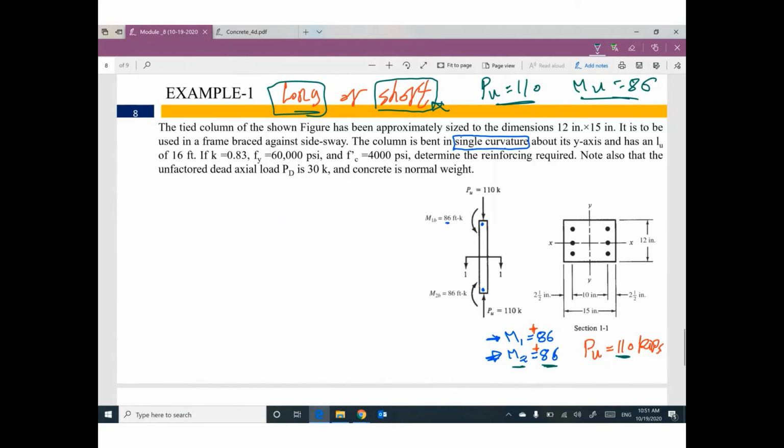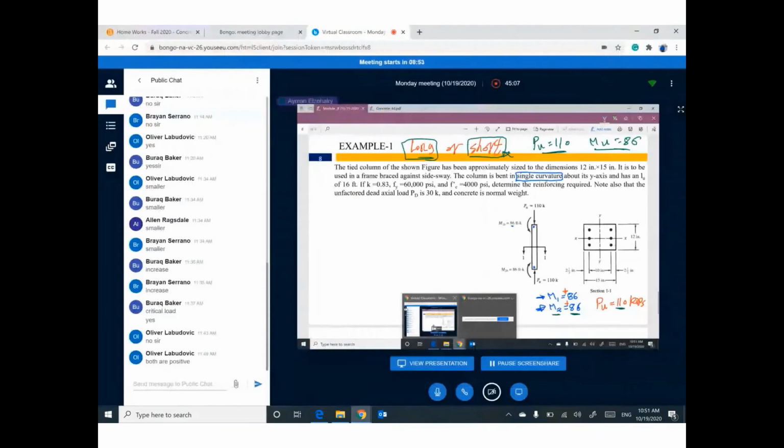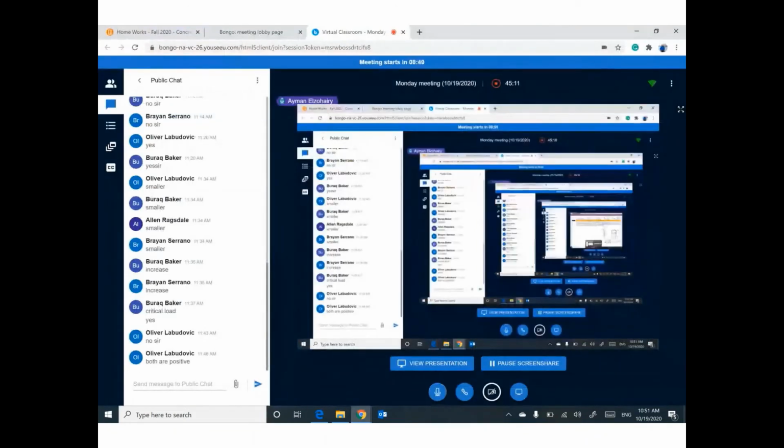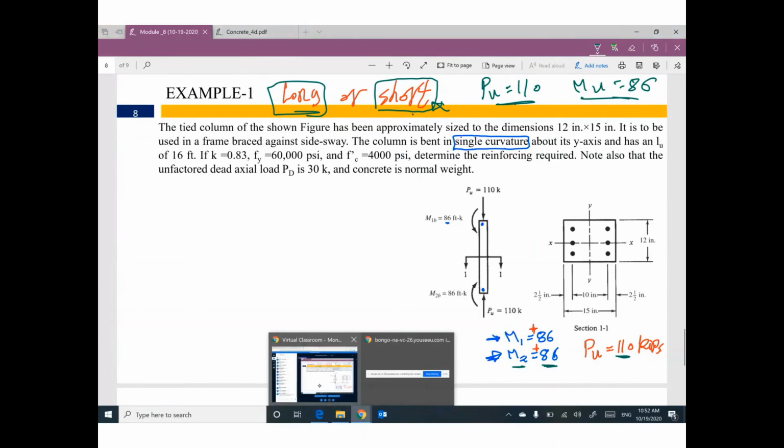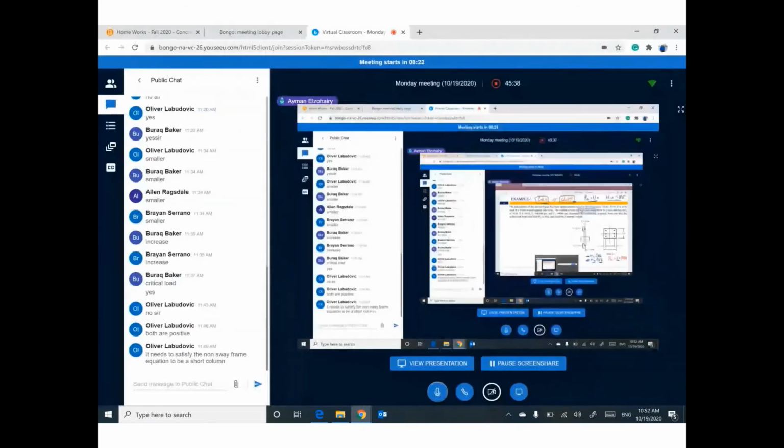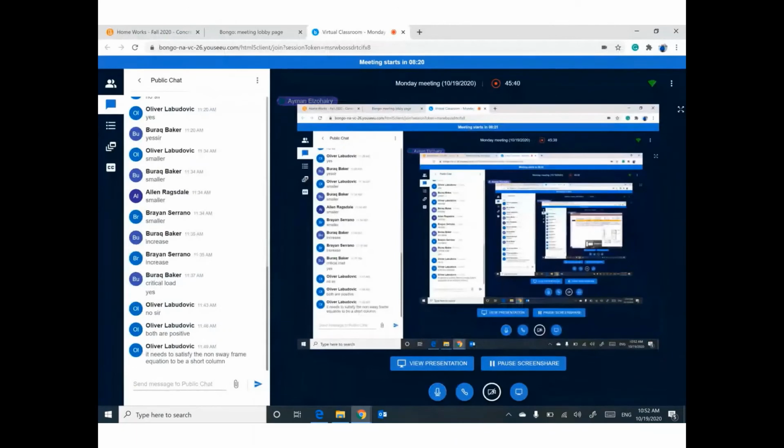That makes sense, guys. It's very important. You have a column, and we don't know if this column is short or long. Because if this column is short, and we have P ultimate and M ultimate, go ahead and use the interaction diagram directly. But if this column is long, we need to adjust this moment to consider the effect of buckling. Thank you, Oliver. Yes, this is what I should do.